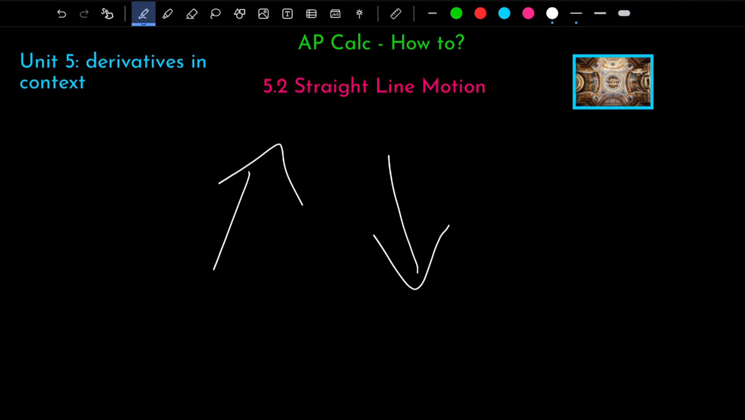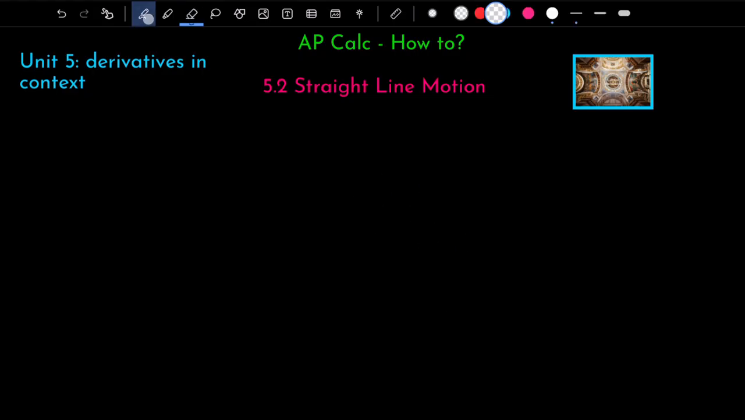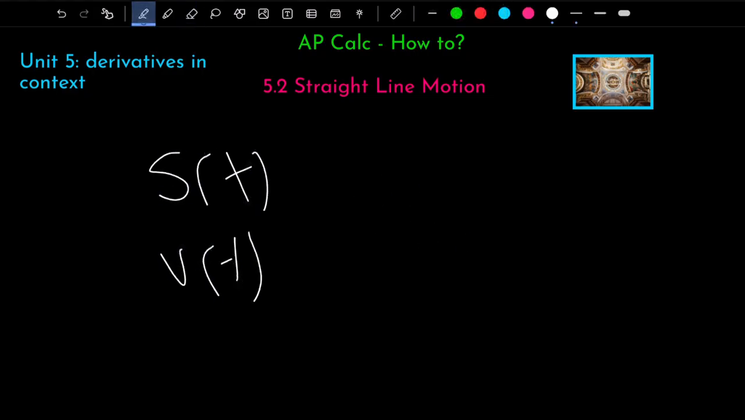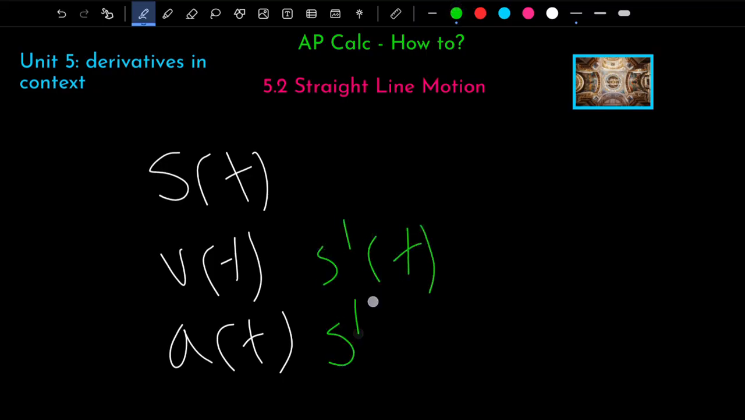Let's jump in. In calculus, motion problems revolve around three core functions: position, s of t, velocity, v of t, and acceleration, a of t. Now v of t is equal to s prime of t, a of t is equal to s double prime of t, and a of t is equal to v prime of t. So you can see the correlation here.